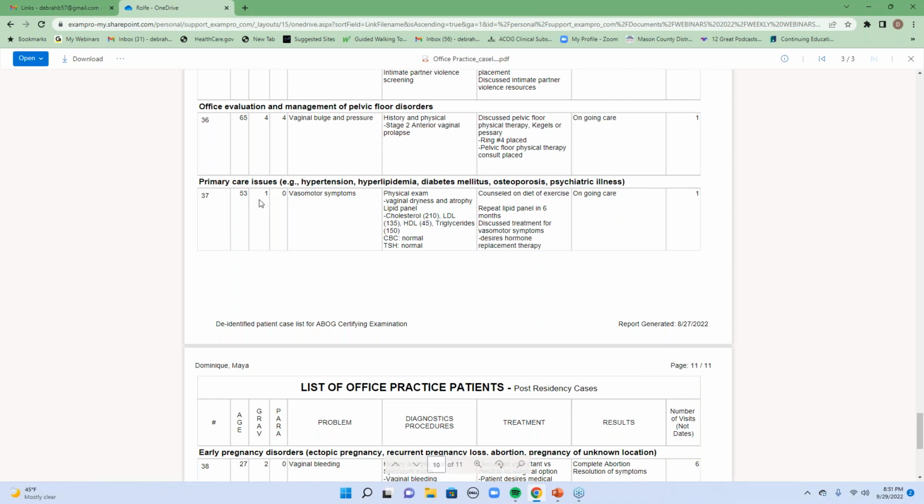So you have a 53-year-old G1P0 who presented with vasomotor symptoms. You did a physical exam, definitely noted some atrophic changes. You did a lipid panel on her that you listed at cholesterol 210, triglycerides 150. Everybody can read that, and everything else was normal. So tell me, let's look at the cholesterol. What's the significance of that cholesterol for you?